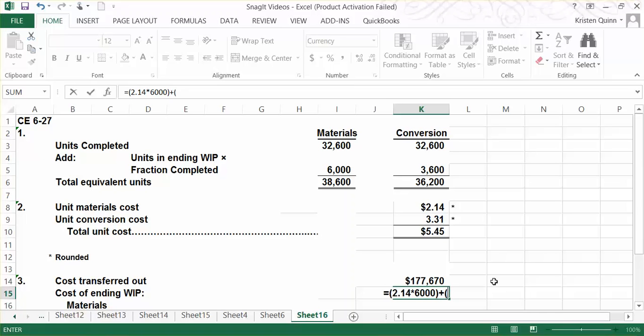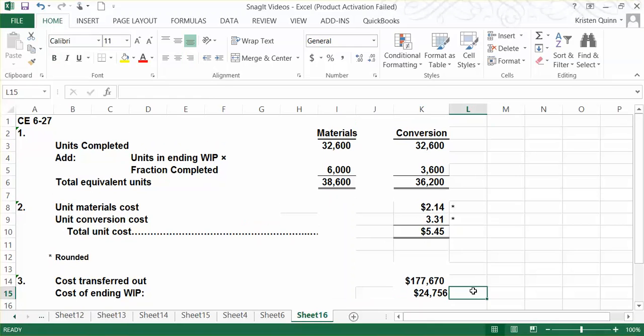We will add to that the $3.31 per equivalent unit rate for conversion and multiply that by how many equivalent units there were in ending inventory for conversion. And we calculated that in part 1, and that was 3,600 units. So in total then, that gets us our total cost of ending work in process of $24,756.